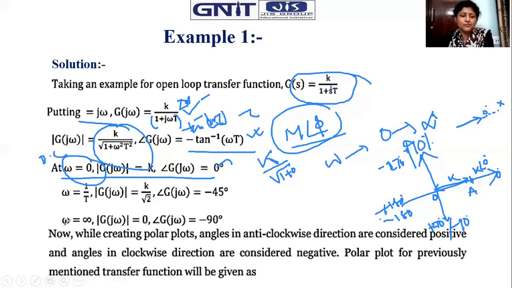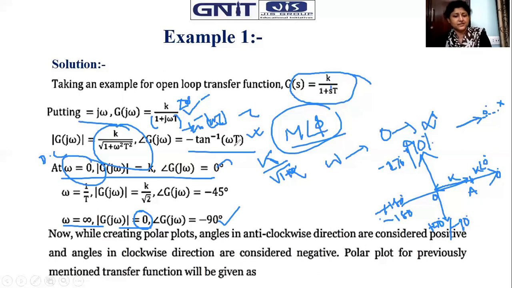Now, at omega tends to infinite, what may be its magnitude? If we put the value of omega equals to infinite, what do you get? K divided by infinity, that means it is becoming 0. So magnitude is 0. And what is the angle? If you are putting omega infinite, you are getting minus 90. Right? Tan inverse of infinite is representing 90 degree.